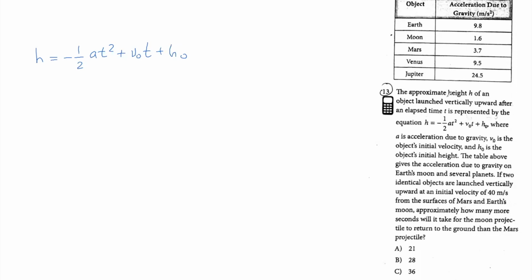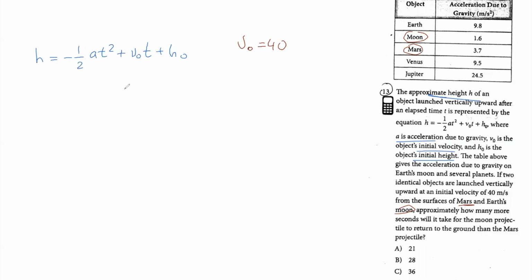The h is the height, approximate height. A is acceleration, v0 is the initial velocity, h0 is the initial height, and so on. If two identical objects are launched vertically upward and initial velocity v0 is equal to 40 from the surface of Mars and Earth's moon. Mars and not Earth, they say moon. Mars and moon, I will choose. Approximately how many more seconds will it take for the moon projectile to return to the ground than the Mars?